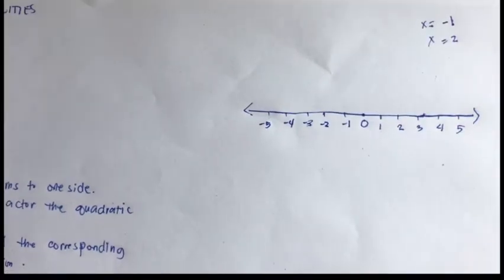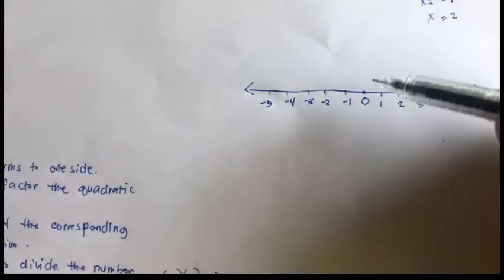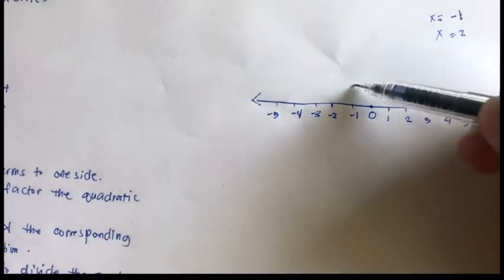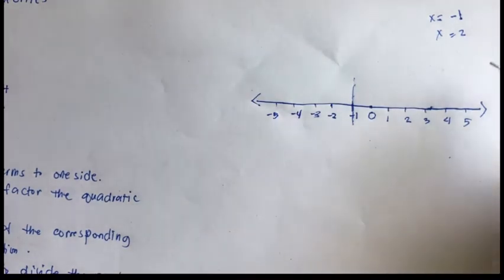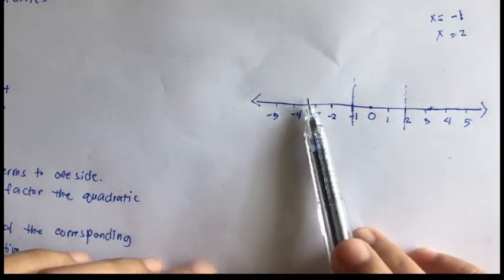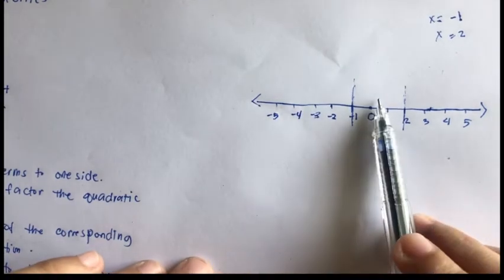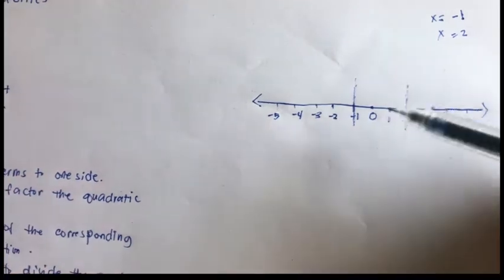So we have to divide it. Spot the negative 1. Okay, so we just have to create a straight line here. And then positive 2. So we have here, this is our first region, our second region, and our third region.